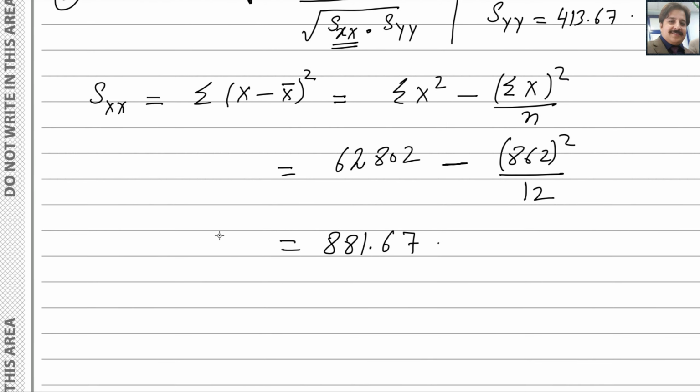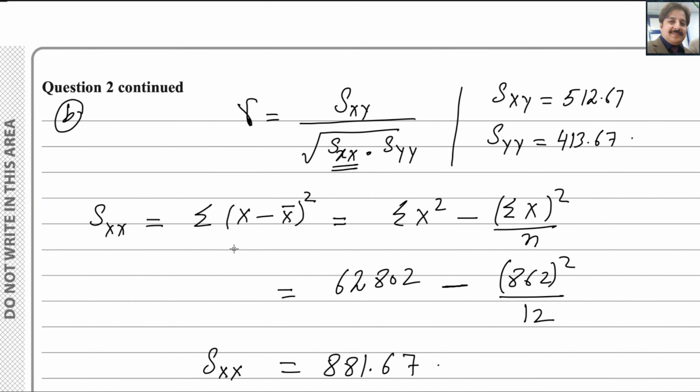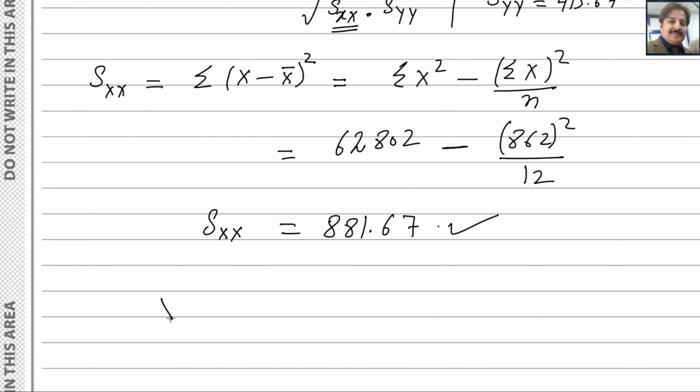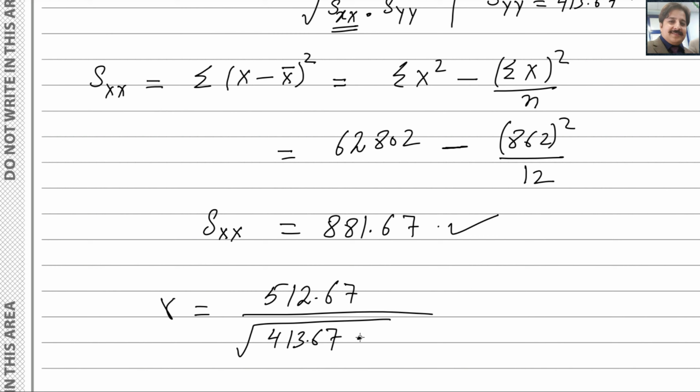Now we have all the values given for the formula for the moment correlation coefficient that is given above. Substitute these three values in this formula and we will get the answer. That's it. So r will be equal to 512.67 divided by the square root of 413.67 multiplied by 881.67.